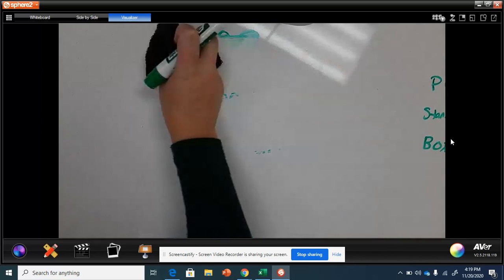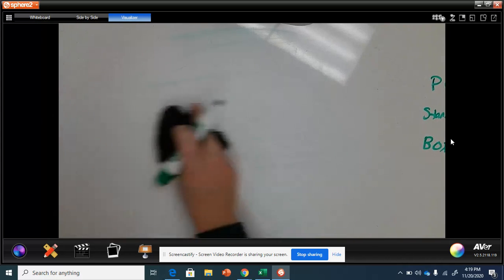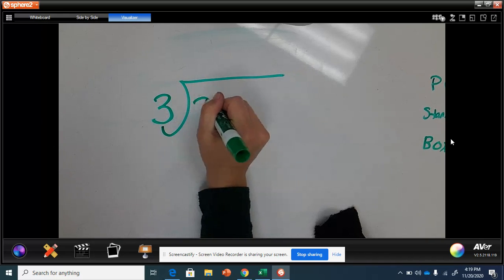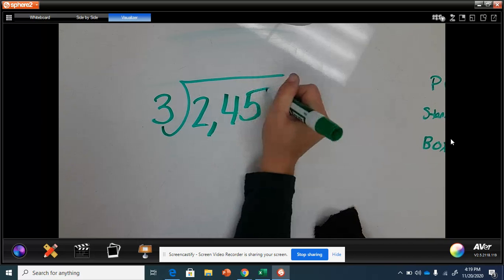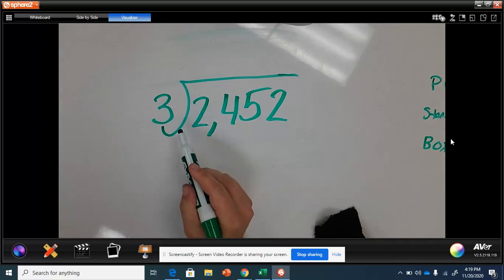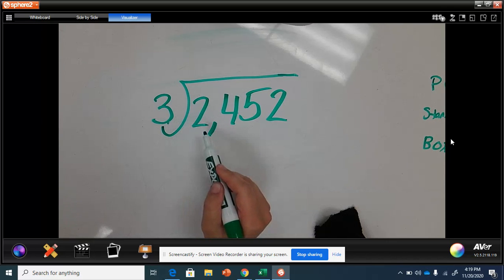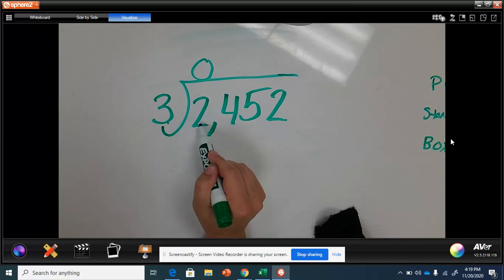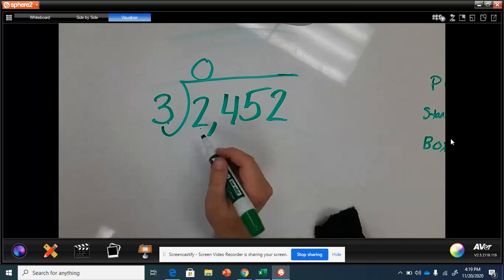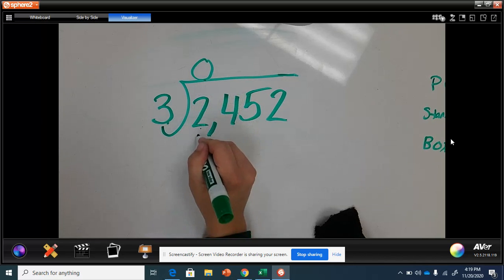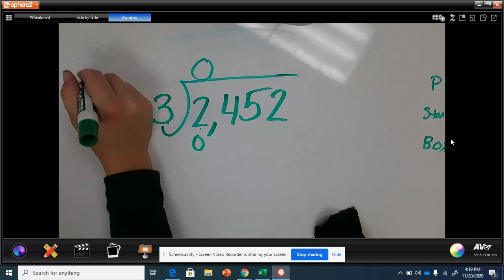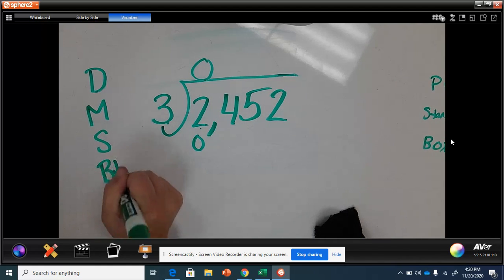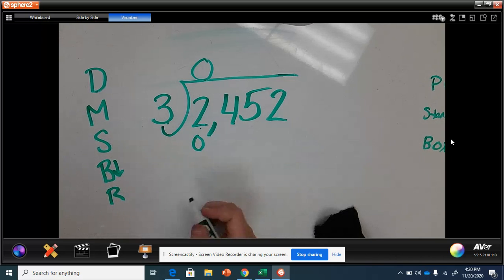The next problem I'm going to show you is the standard algorithm. So I'm going to do a different problem, and I'm going to show you how to use the standard algorithm with this. So I'm doing 3 divided by 2,452. So I'm asking myself, how many times does 3 go into 2? 3 goes into 2 0 times because 3 is larger than 2. So it doesn't go in any time. So I'm going to do 3 times 0, which is 0. And I'm also going to write my steps over here to help you guys. So it's divide, multiply, subtract, bring down, and repeat.